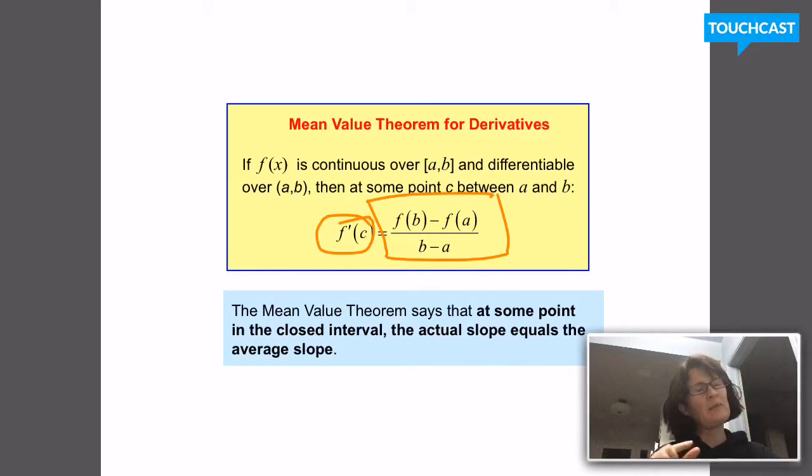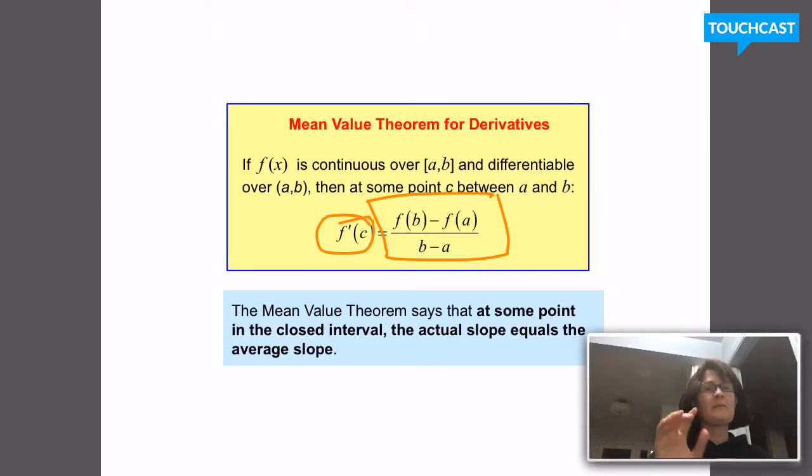So a little bit about theorems here. I hope you remember from your geometry days, a hypothesis and conclusion. So the mean value theorem has two hypotheses and a conclusion. The hypotheses are the two things that have to be true if you want to try to use the mean value theorem. If these two things aren't true, you can't even bother to try to use it.